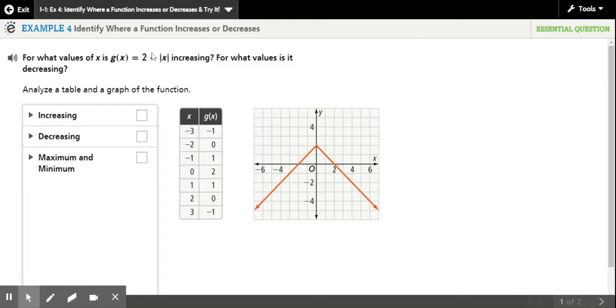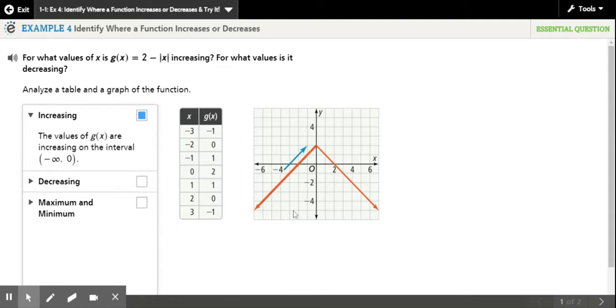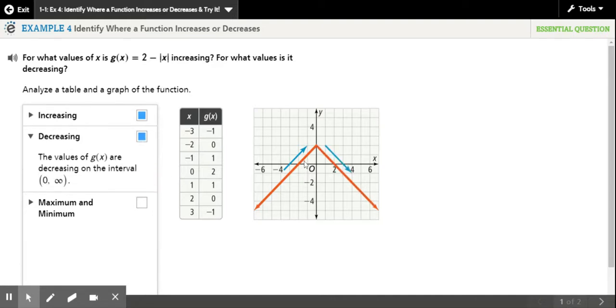So an absolute value function, the reason why this is upside down is because we are subtracting the absolute value. So it's as if it's negative. It is increasing on this side. So from negative infinity all the way up to 0, it is considered increasing. And then it is decreasing from 0 all the way to infinity. Okay, so the first half is increasing, the second half is decreasing.